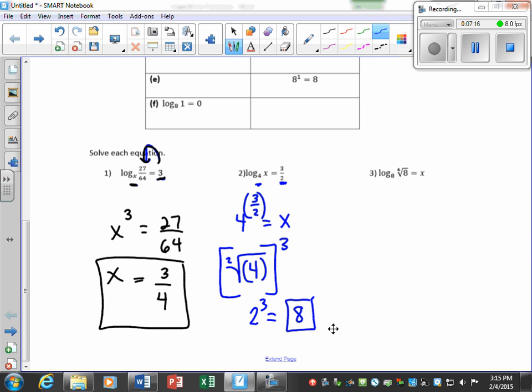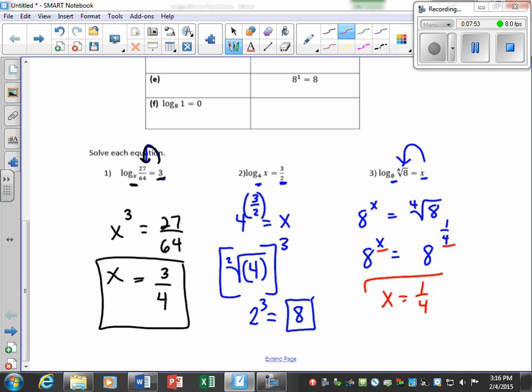Alright, and let's look at number 3. Alright, so we have 8 raised to the x, so I'm going to go ahead and write that down. 8 raised to the x is equal to, which is the same thing as 8 to the 1/4 power. You can rewrite radicals as fractional exponents, and that's the same thing. Now, when the bases match, 8 equals 8, we can then just set the exponents equal to one another, and we have x equals 1/4.